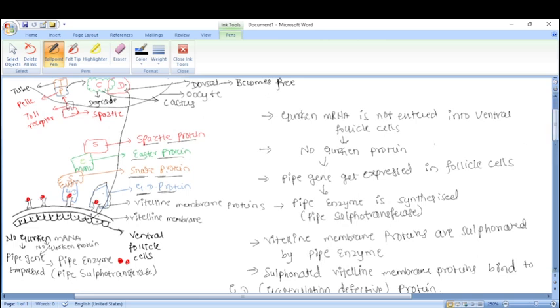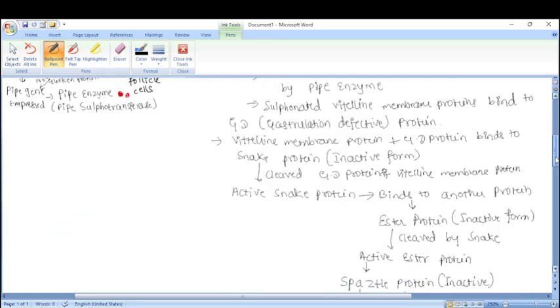See here what happened. Gurken mRNA has not entered the ventral follicle cells. Hence, there is no Gurken protein. Due to the absence of the Gurken protein, the pipe gene gets expressed in the follicle cells. Due to expression of the pipe gene, the pipe enzyme is synthesized, and this pipe enzyme will sulfonate the vitelline membrane proteins. And sulfonated vitelline membrane proteins will bind to the GD protein, that is the gastrulation defective protein.